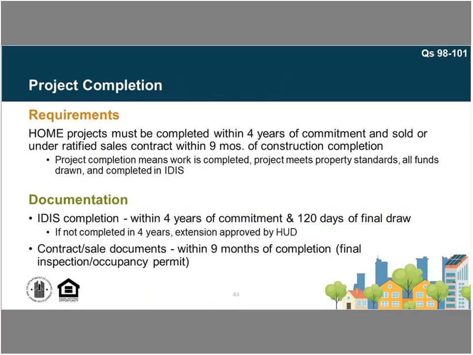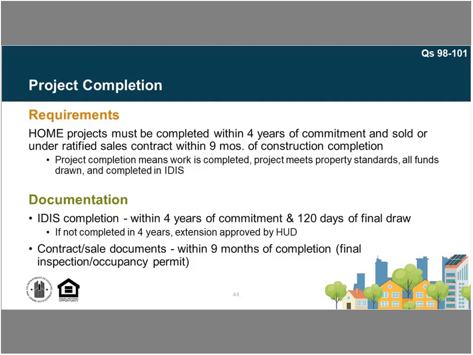Now let's take a look at project completion and what do we need to do for that. So the HOME projects must be completed within 4 years of commitment unless extended by HUD, and the homes must be sold under a ratified sales contract within 9 months of construction completion. And so what do we mean by project completion? Well, project completion means that the work is complete, the property is meeting the property standards, all the HOME funds have been drawn, and is reported as completed in IDIS.